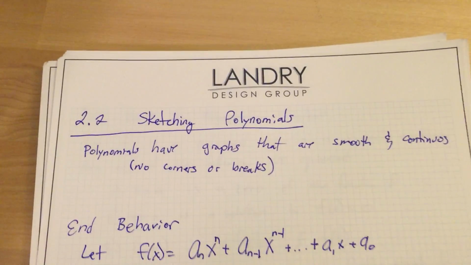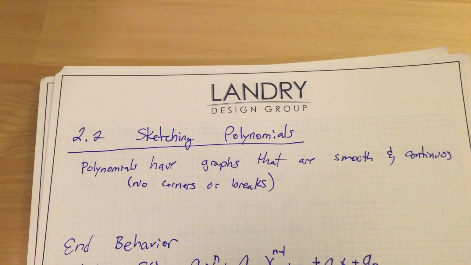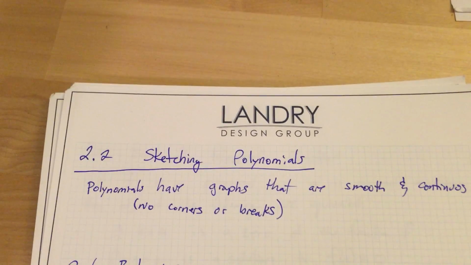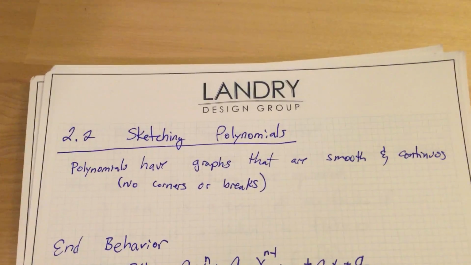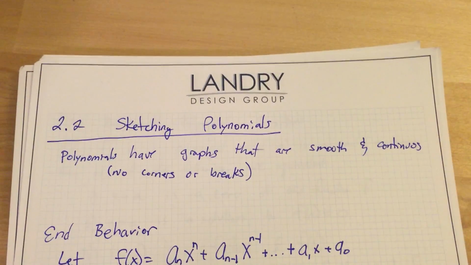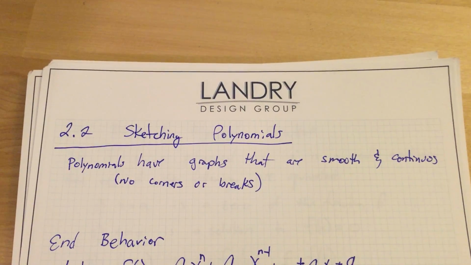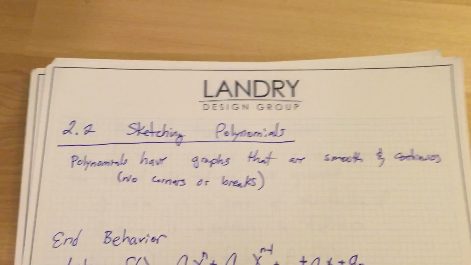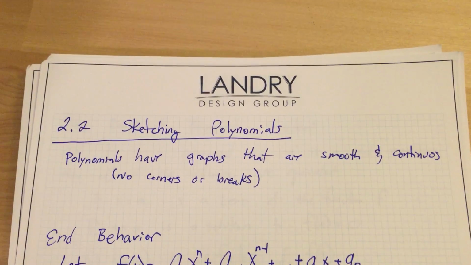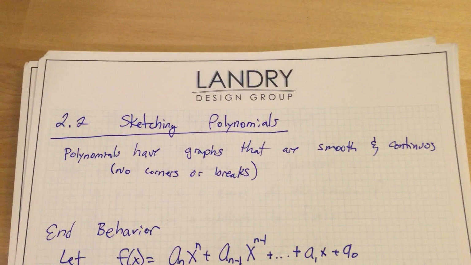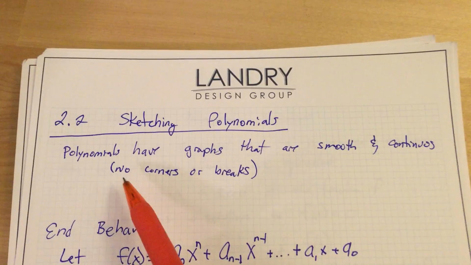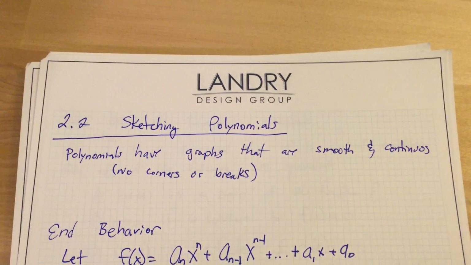Okay, so this first video is about sketching polynomials, which we have started to work on from Algebra 2. So we're going to continue what we hopefully already remember from Algebra 2. So things to remember. Polynomials have graphs that are smooth and continuous, meaning there's no corners, there's no breaks.